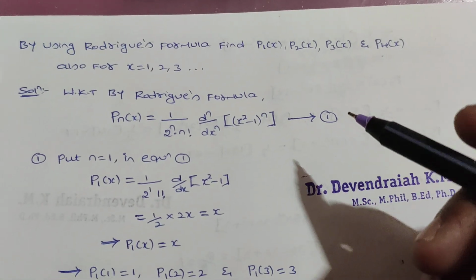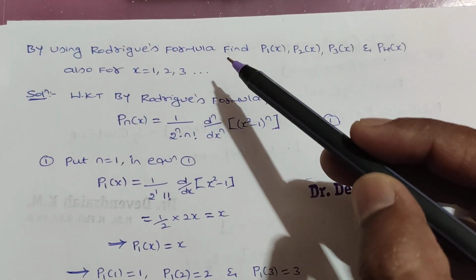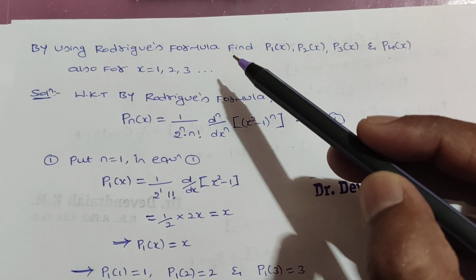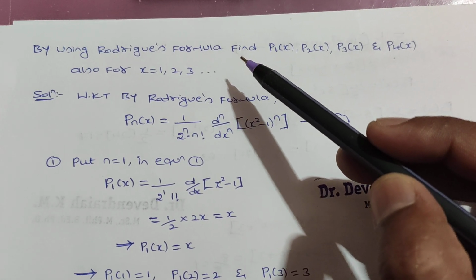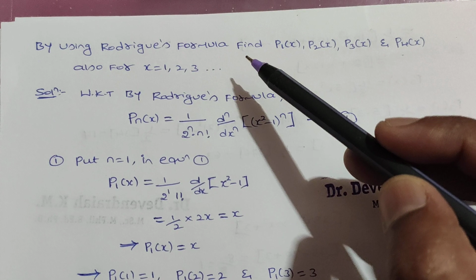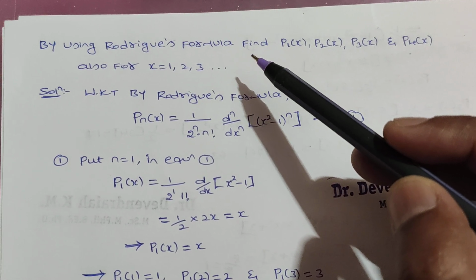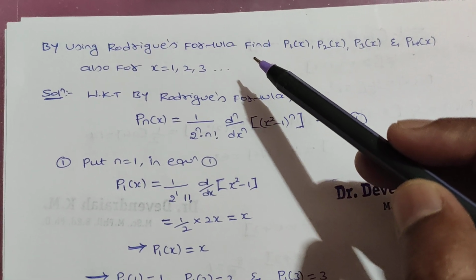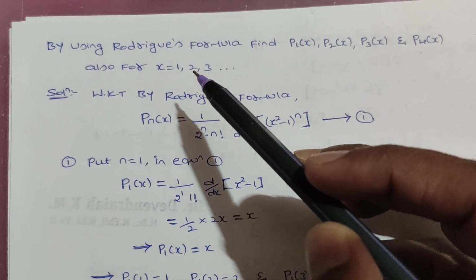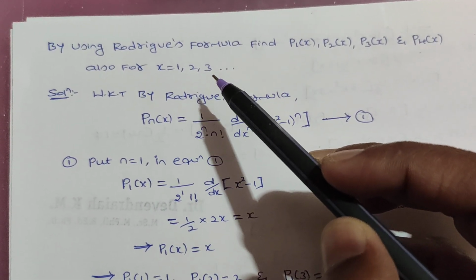By using Rodrigues formula, let us determine the values of P1 of x, P2 of x, P3 of x and P4 of x, also for x equals 1, 2 and 3.